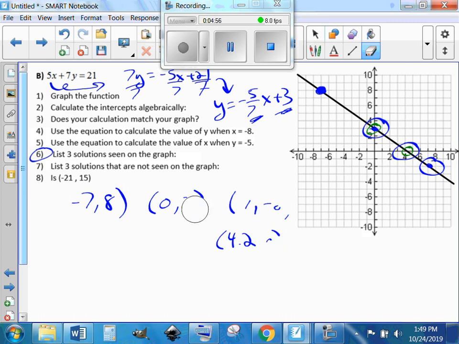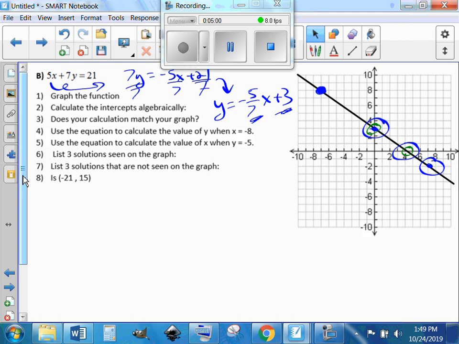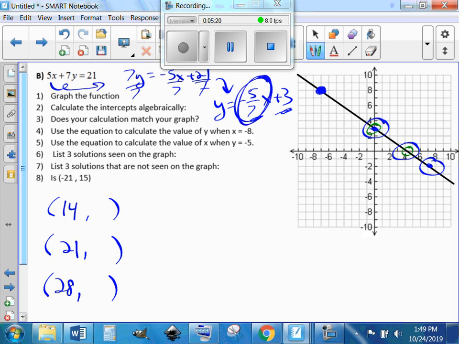Okay, then number 7. So to list points not on the graph, what I'm going to do is I'm just going to pick large x values and then calculate the y value that would go with them. Now here, notice I'm choosing 14, 21, and 28. And I'm actually choosing these numbers on purpose. Since our equation here has over 7, or dividing by 7, I'm choosing x values that divide by 7 and become a whole number.